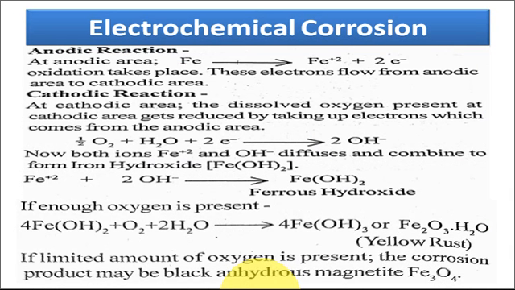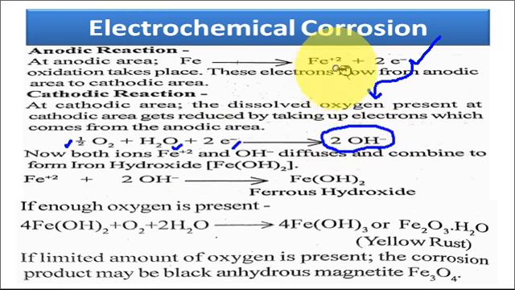So in all, in the acidic, neutral or the basic environment, the anodic reaction is the same, that is oxidation of iron, Fe plus 2 ions and electrons are released. These electrons get consumed at the cathodic area. At the cathodic area, oxygen consumes these electrons in presence of moisture and generates the hydroxide ions at the cathodic part.